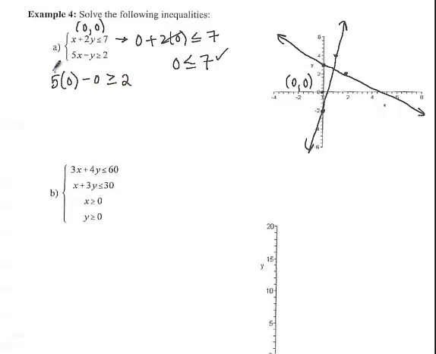And it's not going to work for this one. The 0 knocks out the 5. Minus 0 would just be 0. But 0 is not greater than 2. So we do not shade this region, and we have to guess again. We have to pick a second point to test.